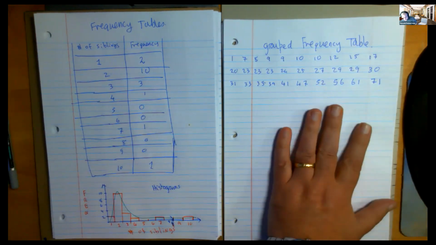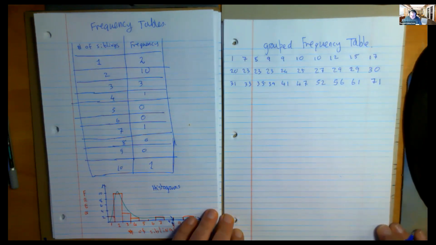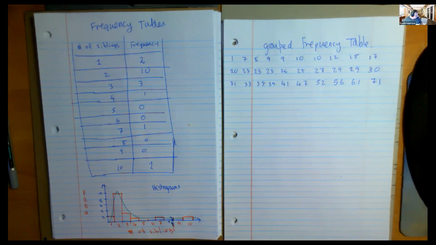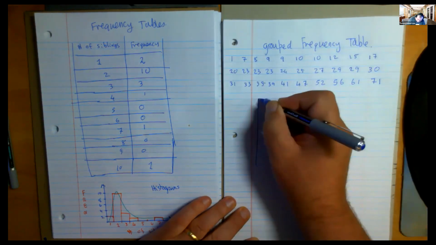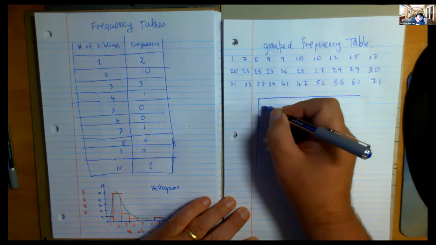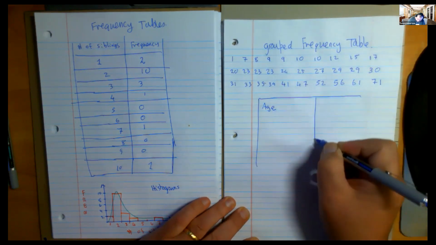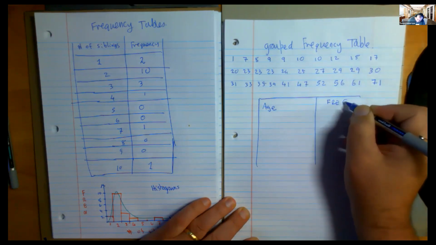So in a lot of data, because the data varies so much from the smallest to the biggest, in such cases we do what's called a grouped frequency table. And to do that, you set up your first column to be your age. And your second column is going to be your frequency.